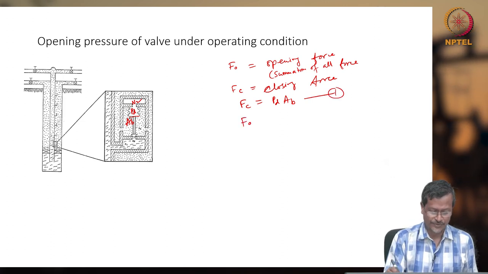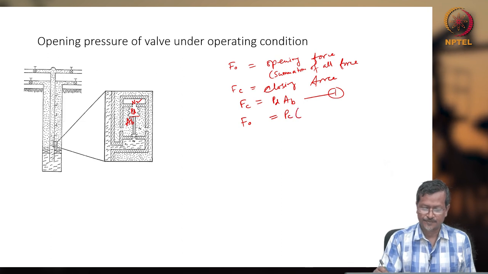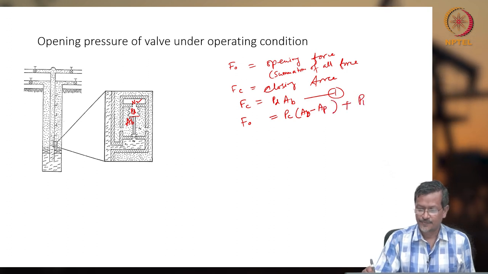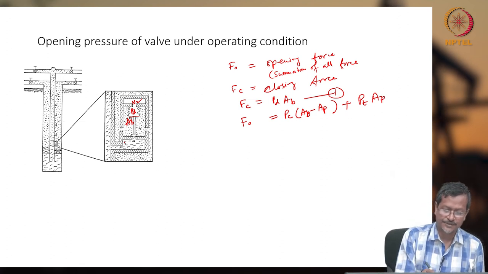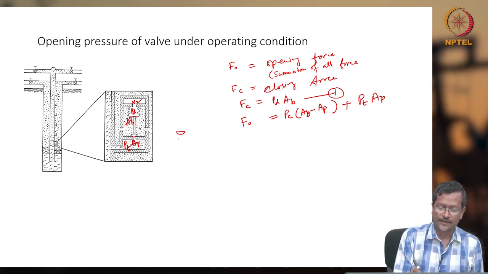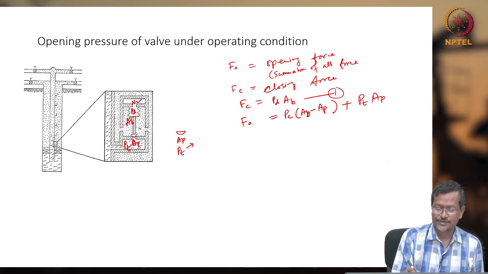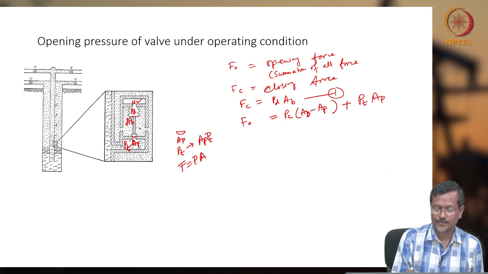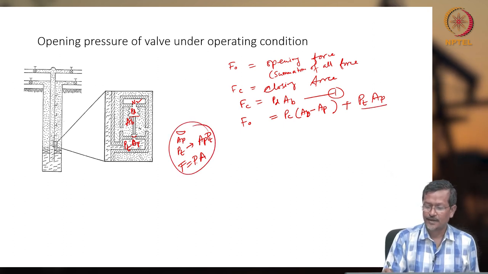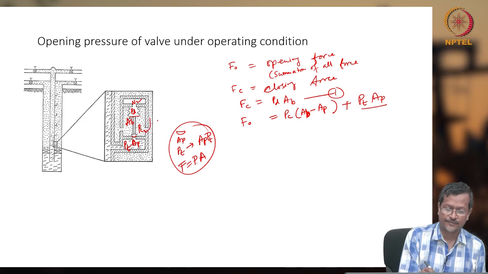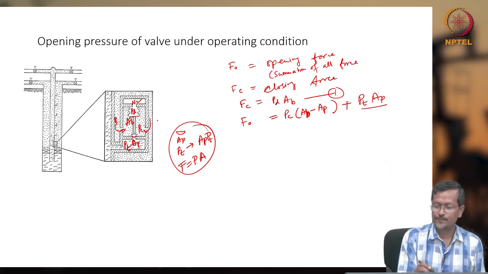Okay. So the opening force FO equals PC, casing pressure, times (AB minus AP), plus PT AP. You can see PT is here, AP is here. This area is AP and the pressure is PT, so the force is AP into PT. You can remember force equals P into A, pressure into area. So I am putting PT into AP, and casing pressure PC acts on AB minus AP. How much casing pressure is coming? Casing pressure is here or here. So casing pressure force will be (AB minus AP) into PC.